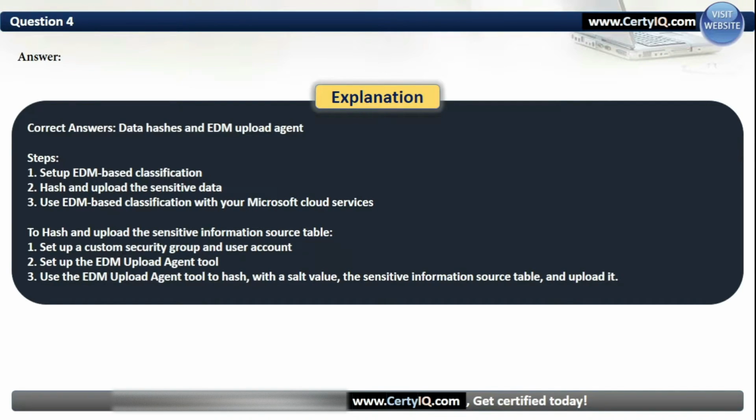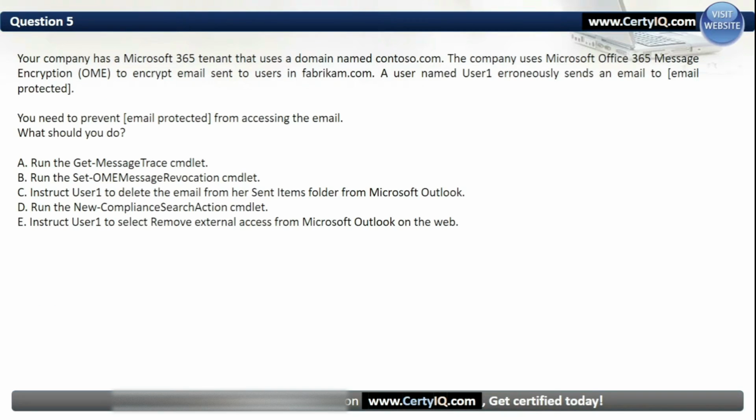Steps: first, set up EDM-based classification. Secondly, hash and upload the sensitive data. Then use EDM-based classification with your Microsoft Cloud Services. To hash and upload the sensitive information source table, firstly, set up a custom security group and user account. Then set up the EDM upload agent tool. And then lastly, use the EDM upload agent tool to hash with a salt value the sensitive information source table and upload it.